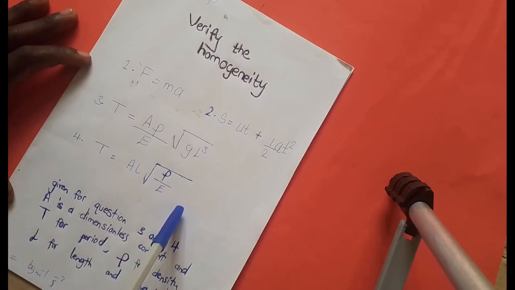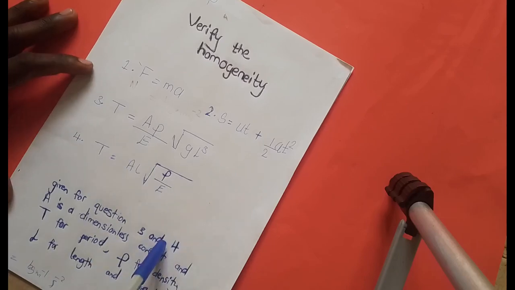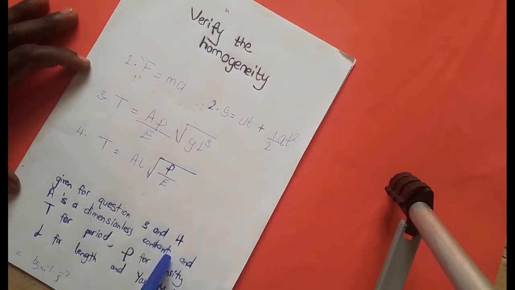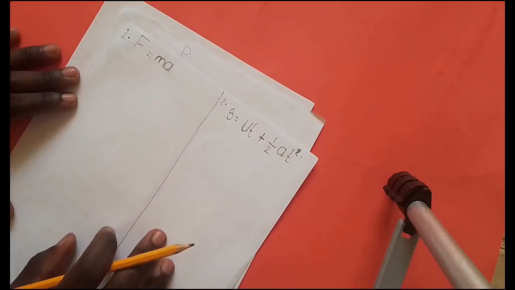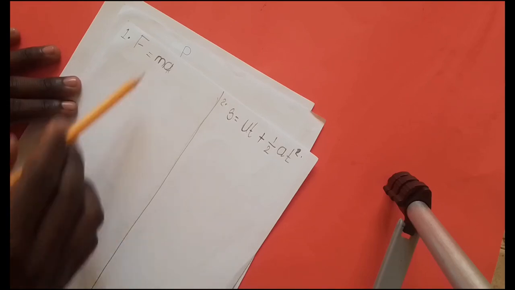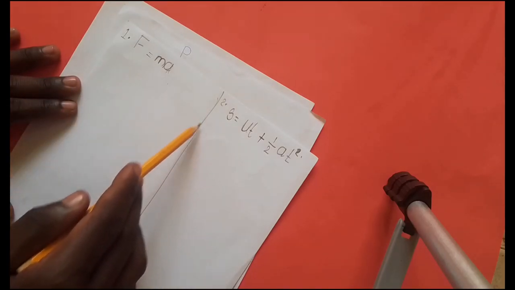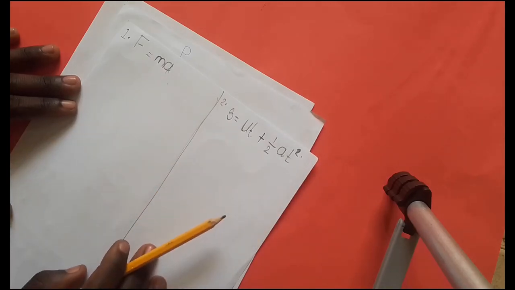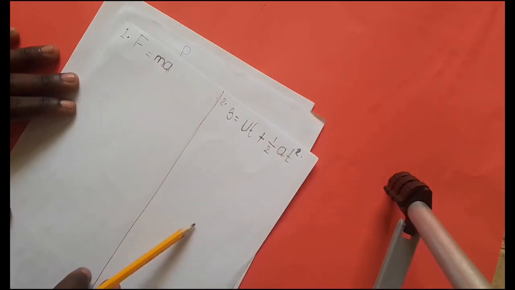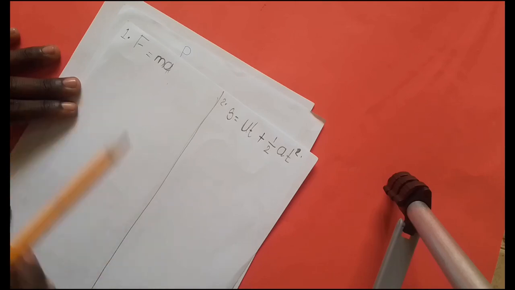So I'll just take a blank paper and we'll start proving the homogeneity of all these questions. Now, we want to prove the homogeneity of these equations. Question 1 is saying that F is equal to ma. Question 2 is saying that displacement, which is s, is equal to ut plus half at squared, right? This is squared. I hope you see that clearly, right? So let's start with question 1.